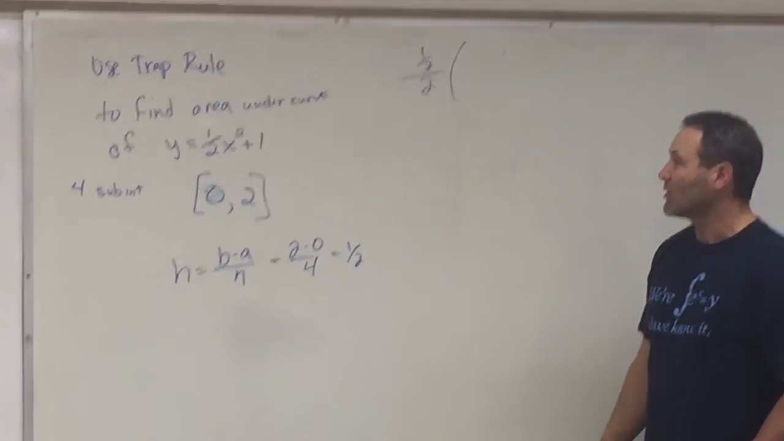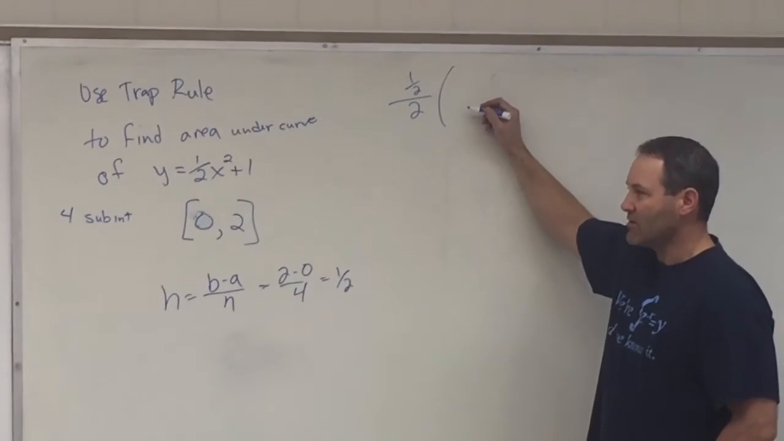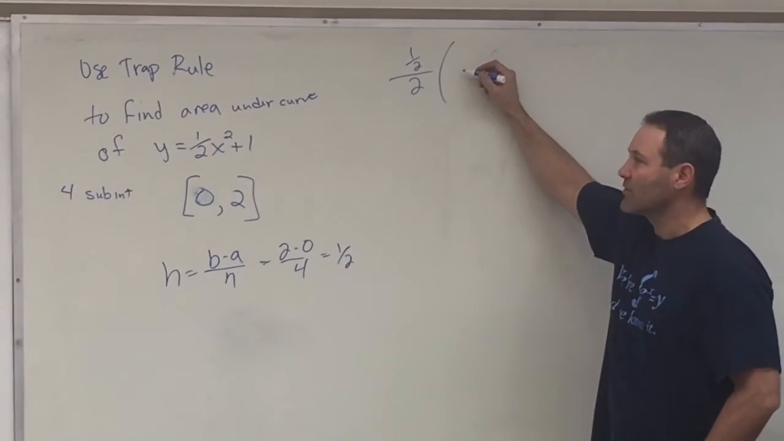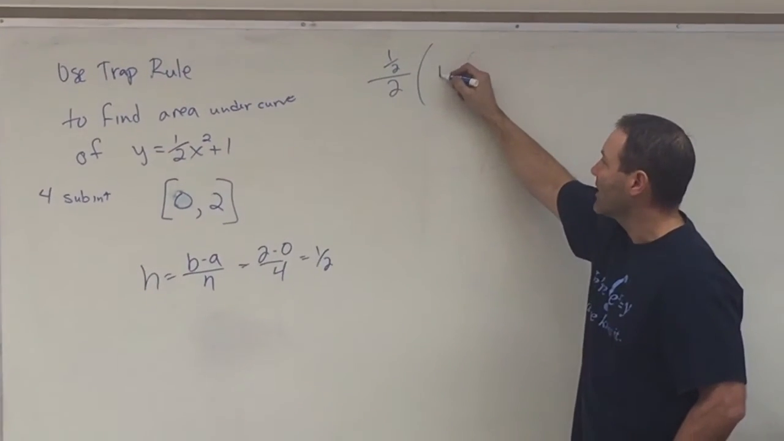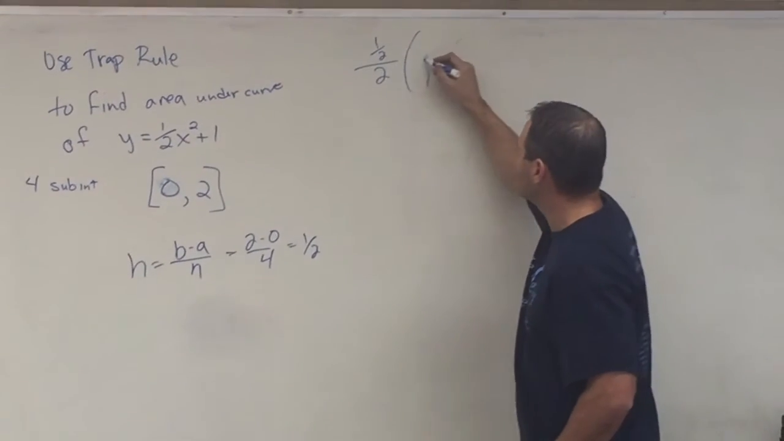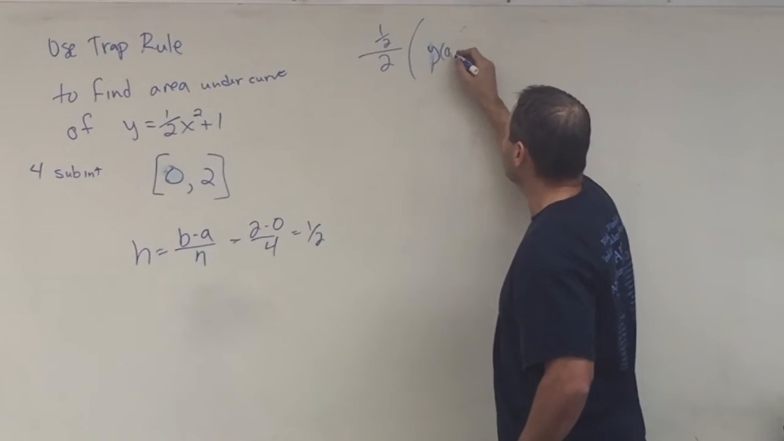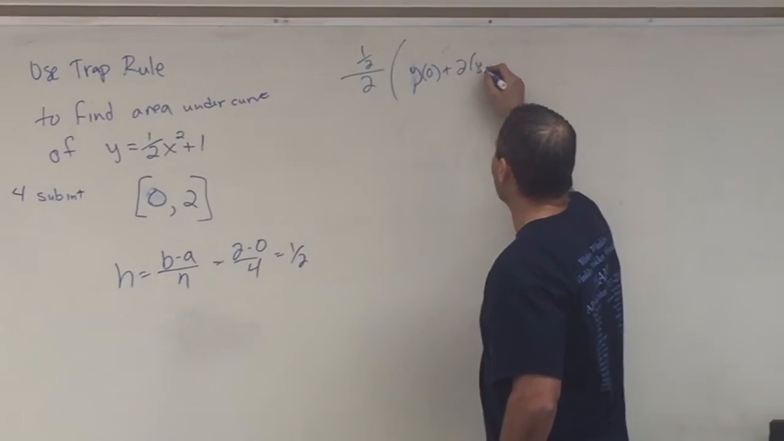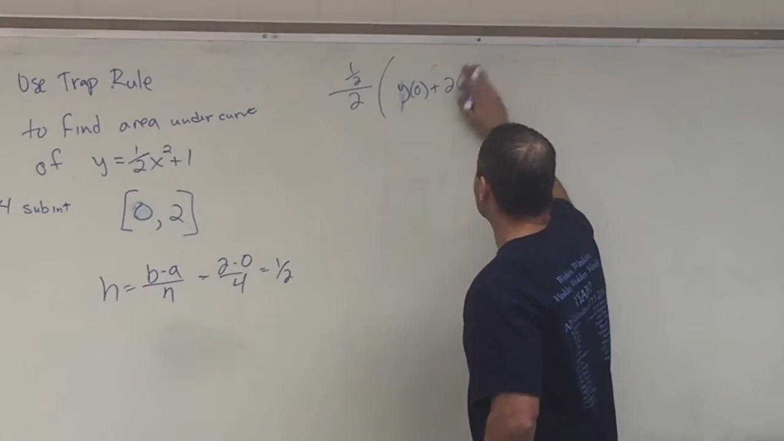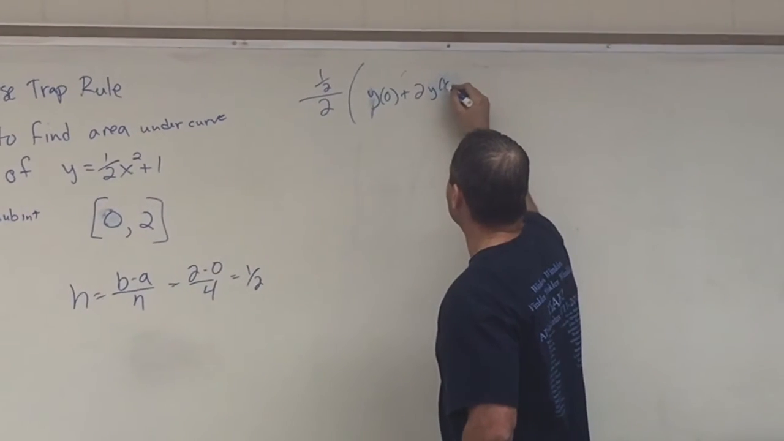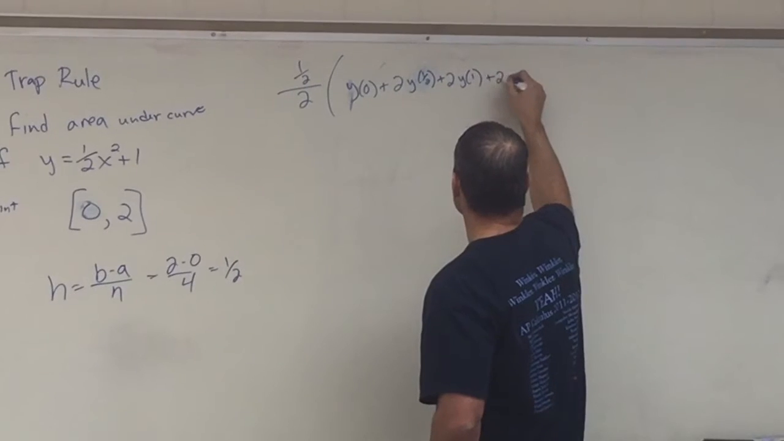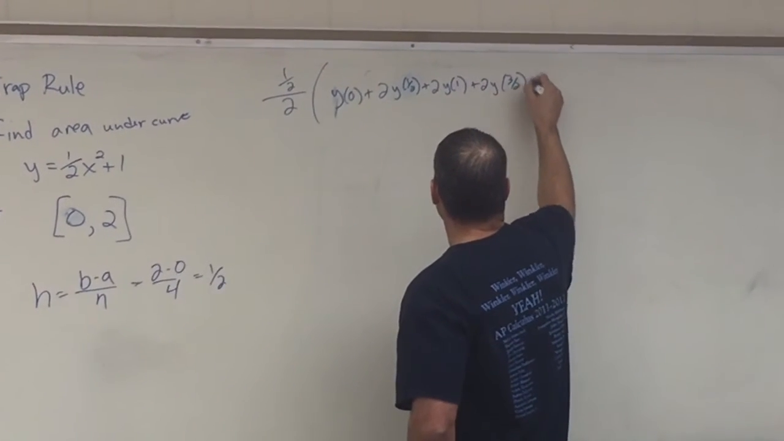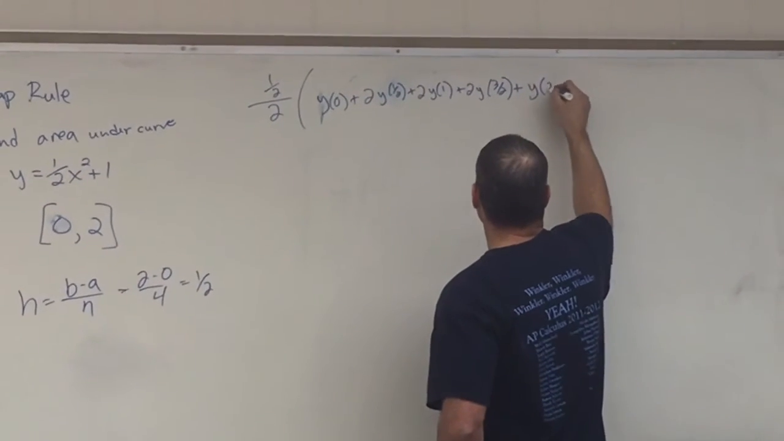Now we have to figure out our y values. What's my first y value? 1. And we got that. We'll say y of 0 plus 2 y of 1/2 plus 2 y of 1 plus 2 y of 3/2 plus y of 2.